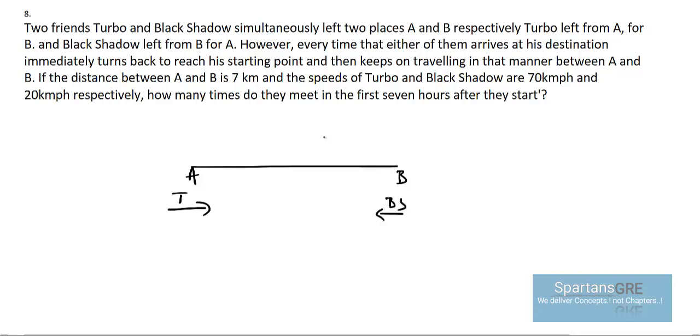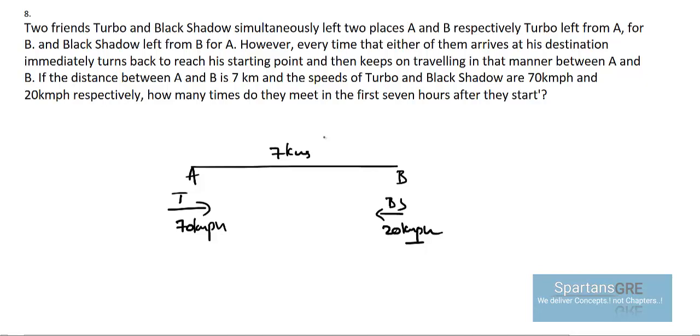The distance between A and B is 7 kilometers, the speed of Turbo is 70 kilometers per hour and the speed of Black Shadow is 20 kilometers per hour. The question is how many times they meet in the first 7 hours after they start, right? So how many times they meet in the first 7 hours?